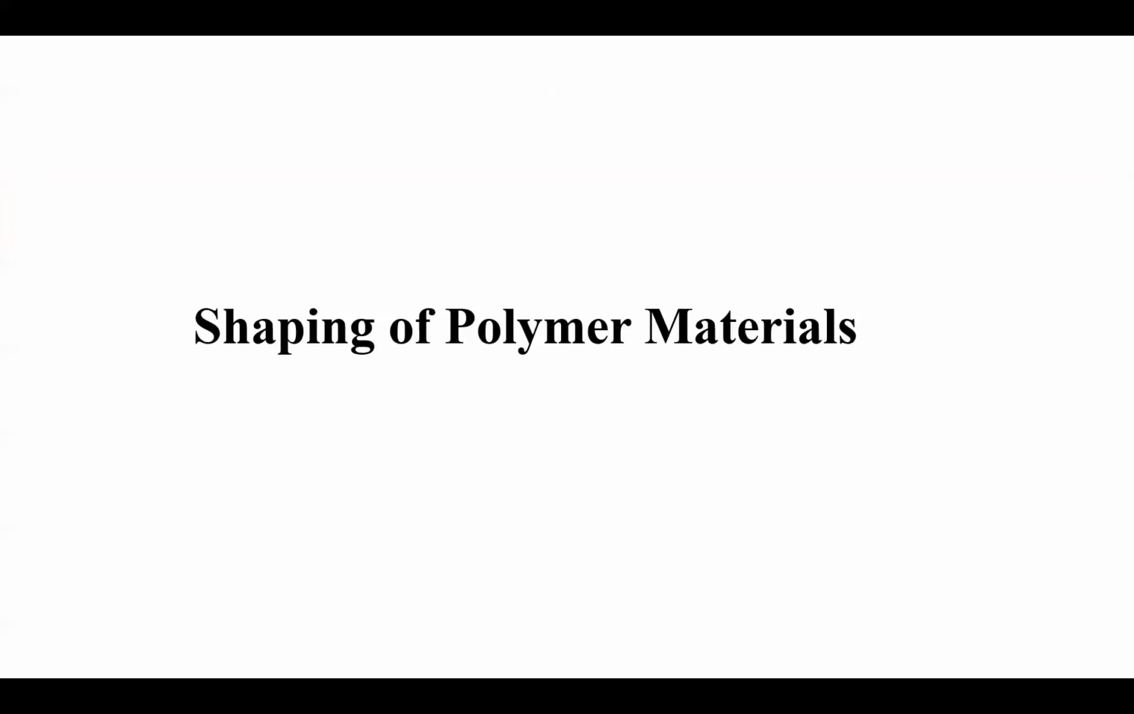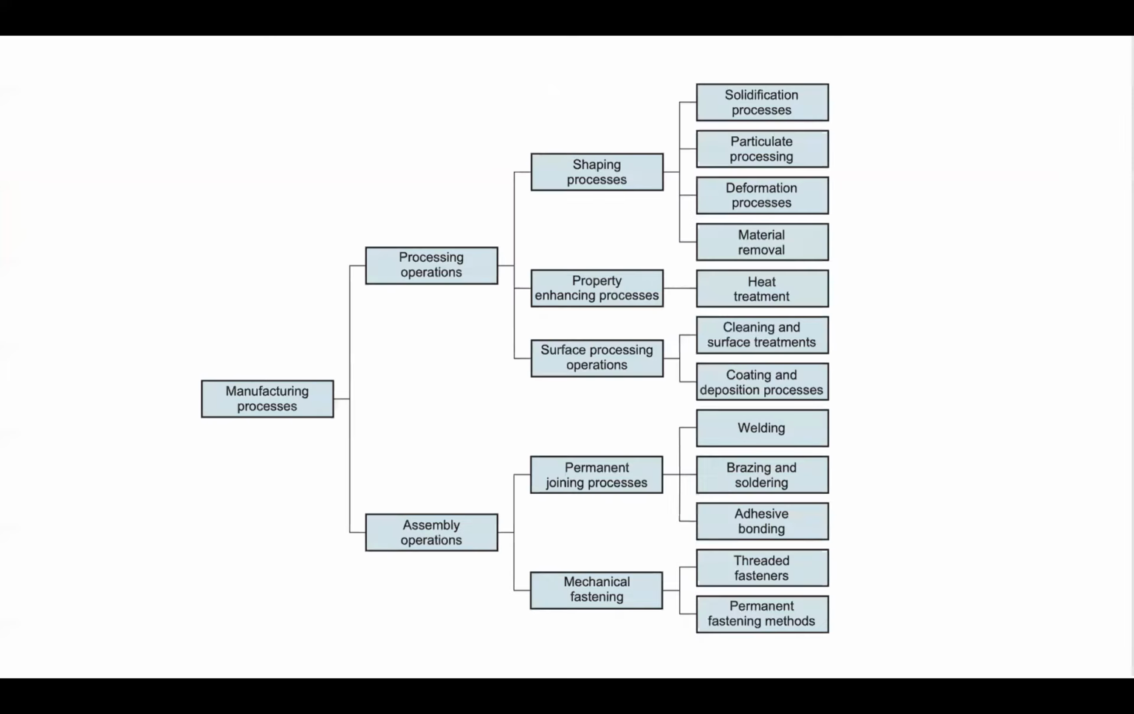All right, now let's get into the next part of the lecture, which is the shaping of polymer materials. For polymer materials, mainly we're looking at thermoplastics, because we can melt them and then reshape them into the geometries we want, right? By using some mold. And so mainly we're looking at these solidification processes here.